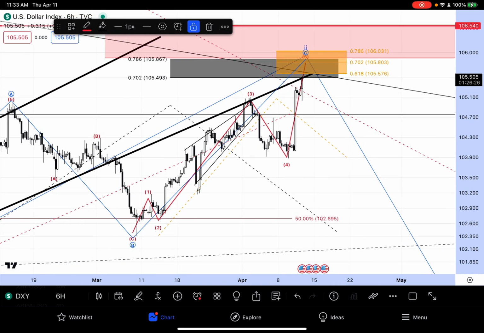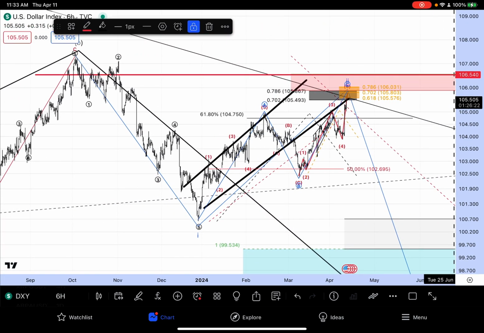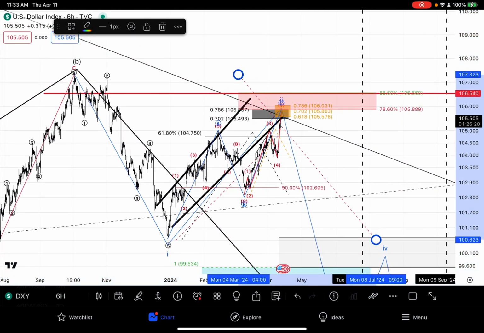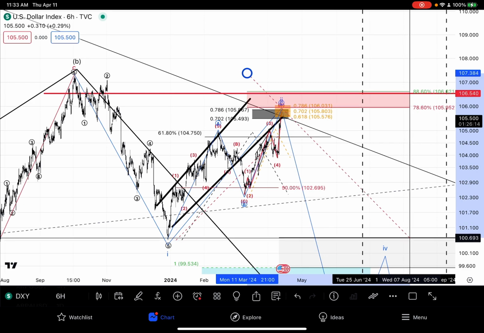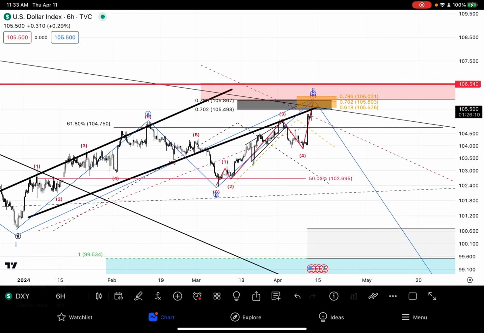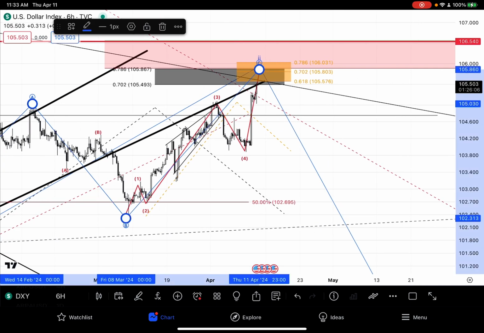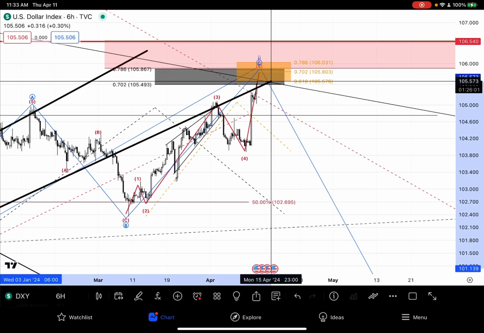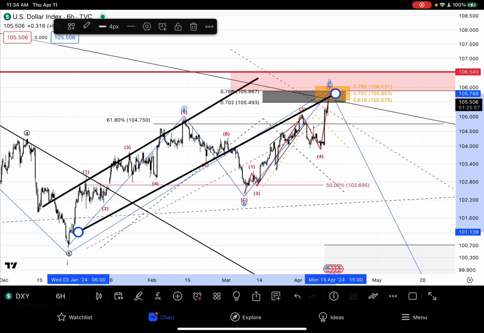Okay, and I think it will find a hard rejection off the 78.6% fib, measured from this B wave high down to this wave one low. Okay, so around that 78.6% fib. And yeah, we would not only be rejecting off the 78.6% fib, but we would be rejecting off of this ascending channel wedge.